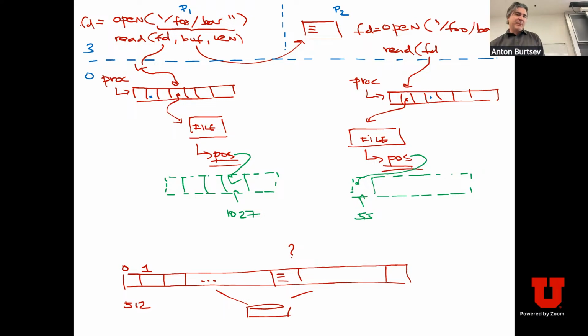Well, similarly, what if you open another file descriptor in the same process for the same file? Again, it will be a pointer to a new file structure, right? Because again, the same logic: you keep track of what's going on with those files and you can read them and do everything.